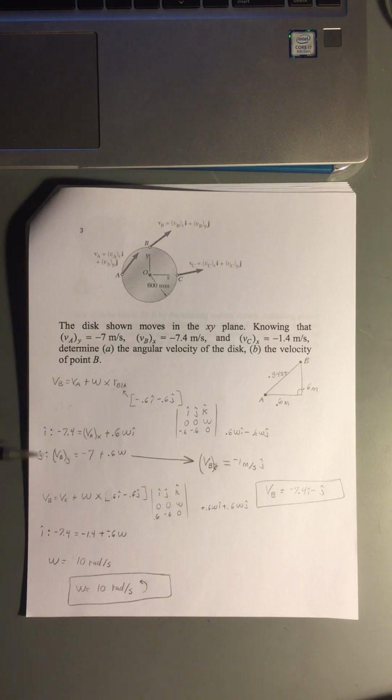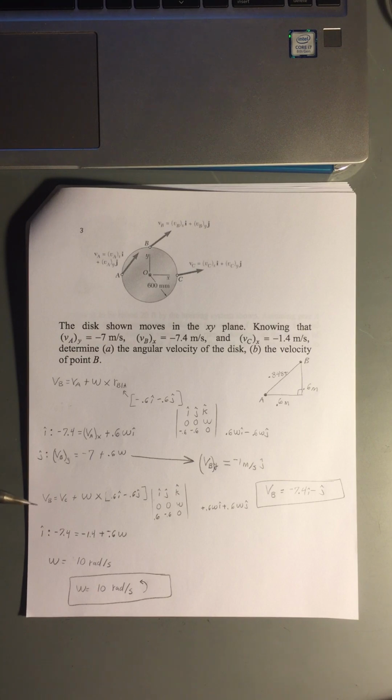And after I did that, it didn't really help me to solve the problem at this point because I still had 3 unknowns and 2 equations: the velocity of A in the x, the velocity of B in the y, and omega. And so I had to do this equation again for another point. And looking at the given information, I realized that we had the velocity of B in the x direction and the velocity of C in the x direction, which means our only unknown for that equation would be omega. And so that's the one I decided to do next to help me find omega.